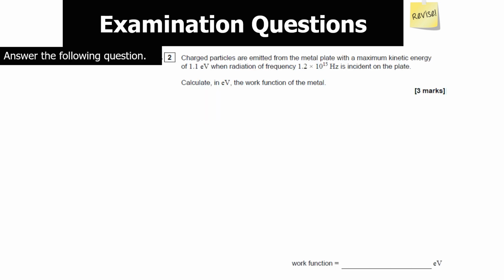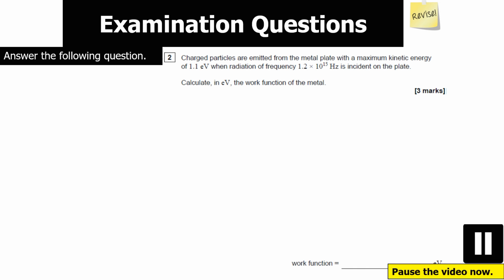The next question says, charged particles are emitted from the metal plate with a maximum kinetic energy of 1.1 eV when radiation of frequency 1.2 times 10 to the 15 Hz is incident on the plate. Calculate in eV the work function of the plate. So pause the video now, then unpause the video when you want to go through your answers.